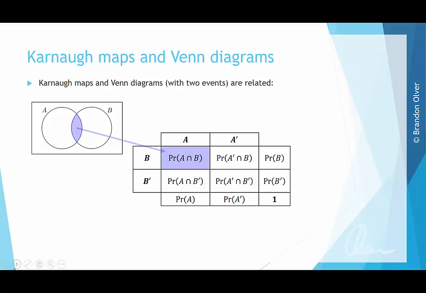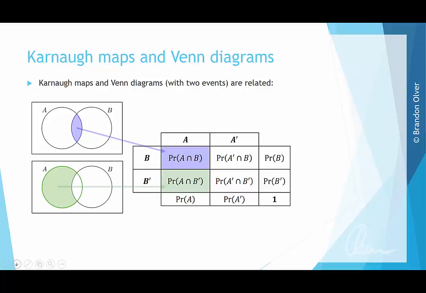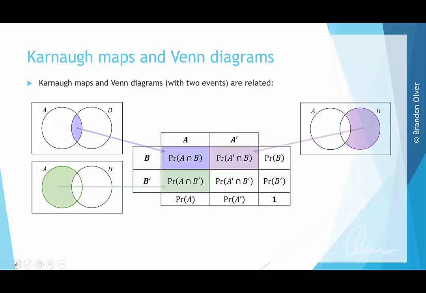The first cell that's highlighted there in blue is the probability of A intersecting B, and on a Venn diagram, that's the overlap between the circles of A and B. The next cell is the probability of A intersecting the complement of B. That is everything in A that's not in B, so that's shaded in on the Venn diagram shown. The next cell in purple is the probability of A complement intersecting B, which is essentially everything in B that's not in A. Again, that region of the Venn diagram is shaded in purple as well.